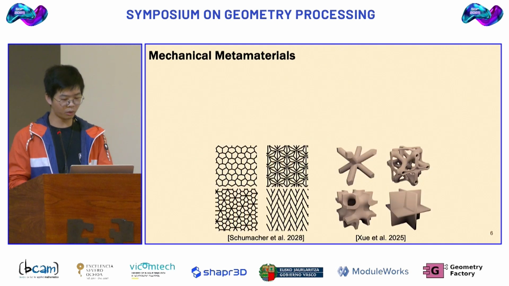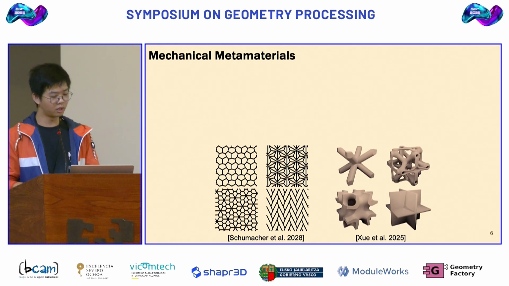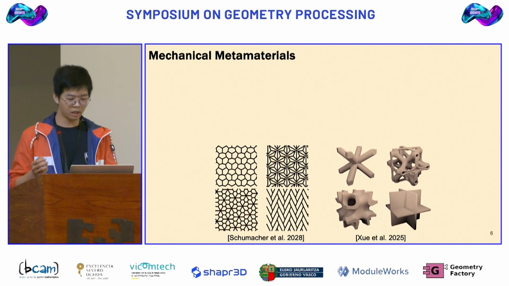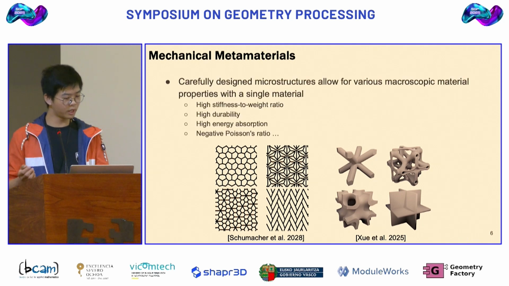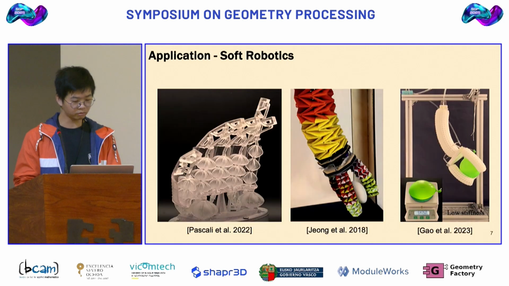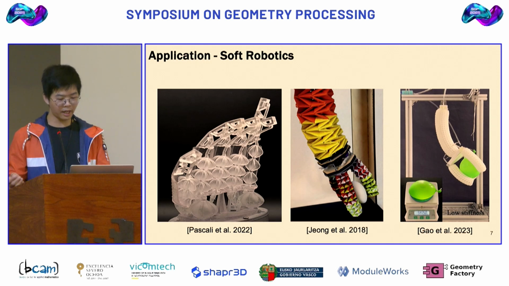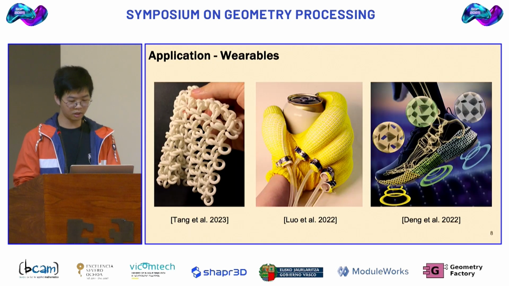And the mechanical metamaterials is a subtype of metamaterials that exhibits unusual mechanical behavior due to the internal architecture as shown here. And it allows for various macro material properties with a single material. For example, high stiffness to weight ratio, high durability, high energy absorption, and negative Poisson's ratio. And this metamaterial can be used in diverse applications. For example, soft robotic hand for grasping via pneumatic and cable actuations. And for example, smart wearables for exoskeleton and sportswear.